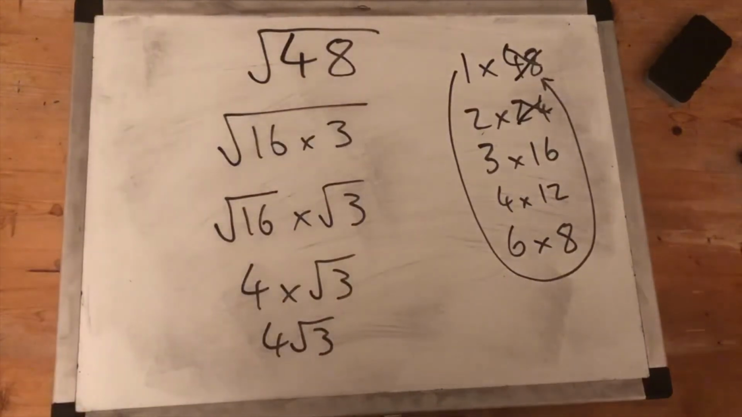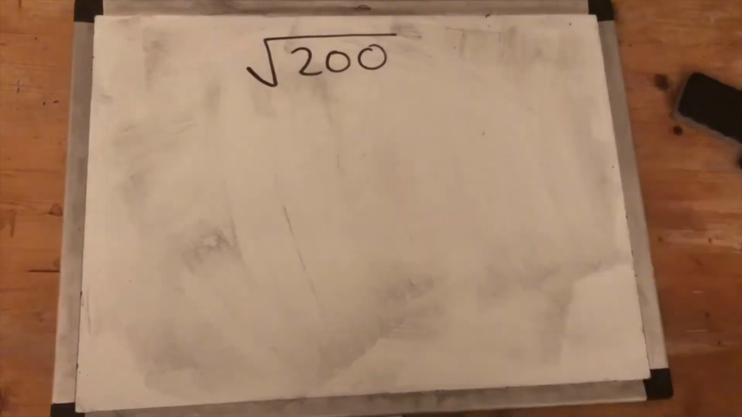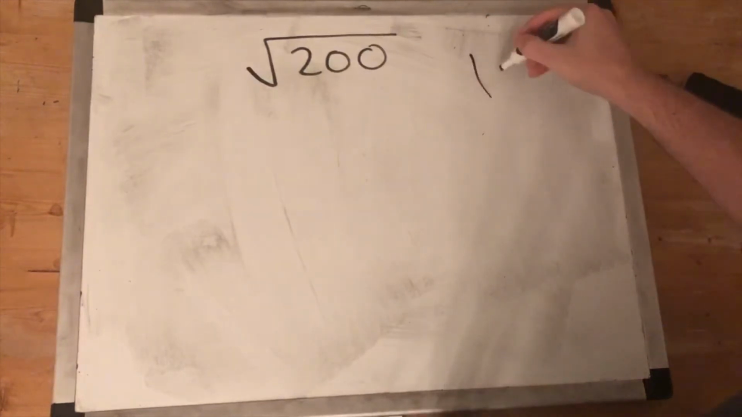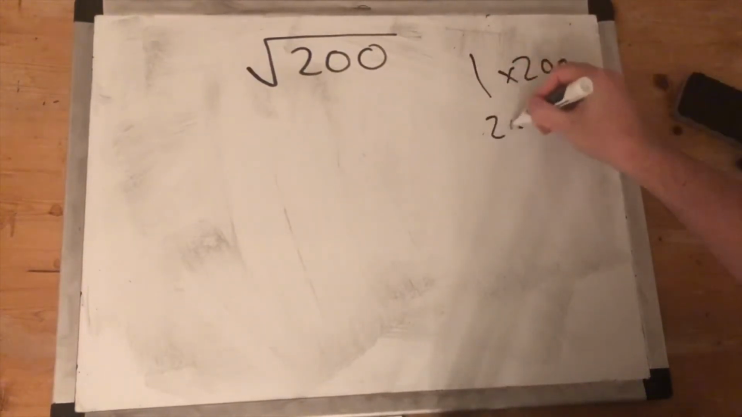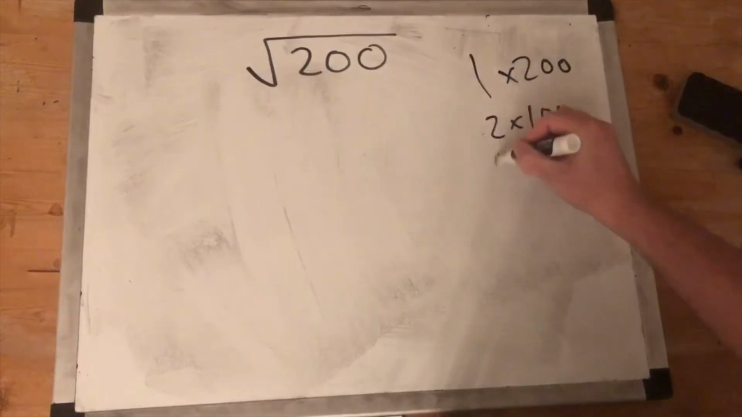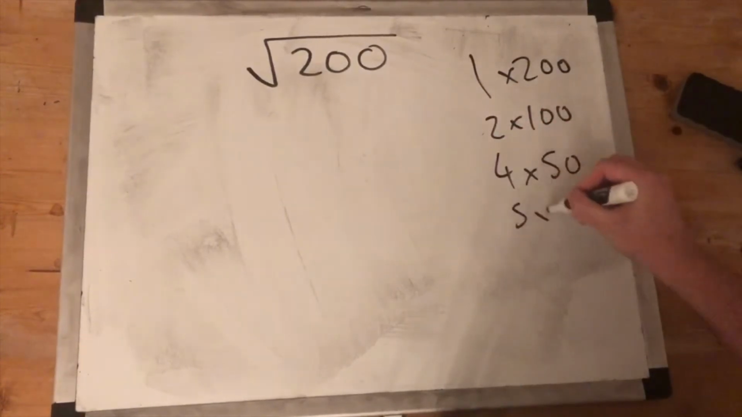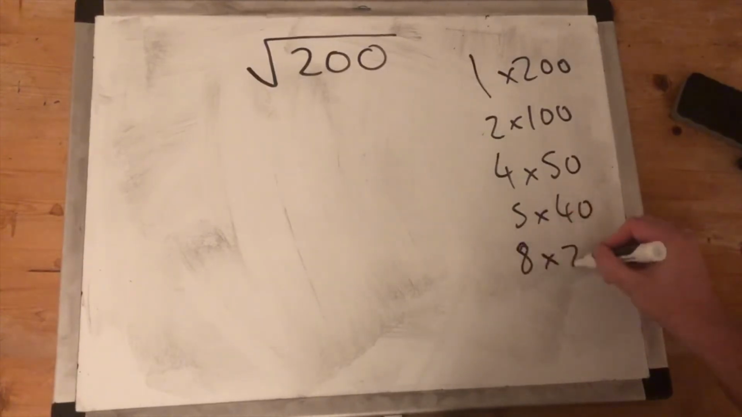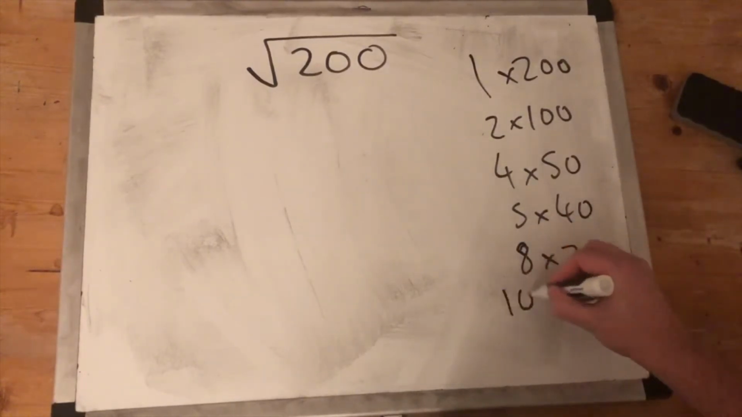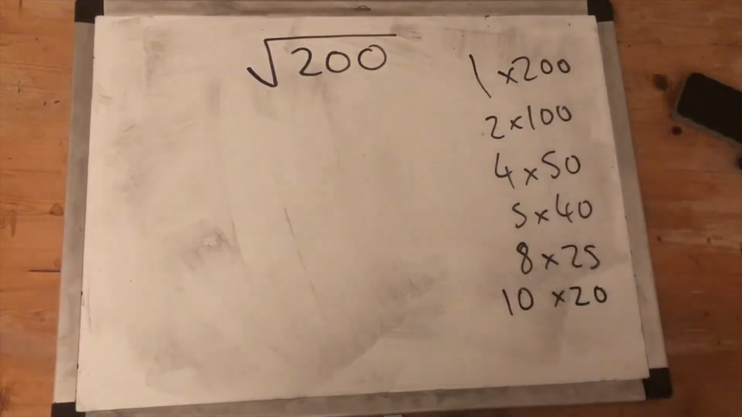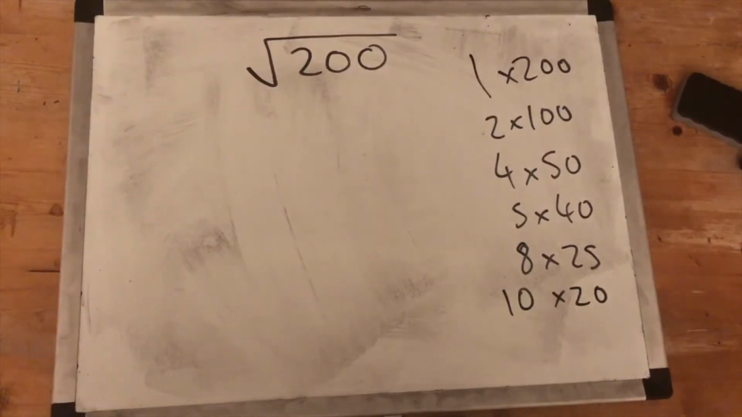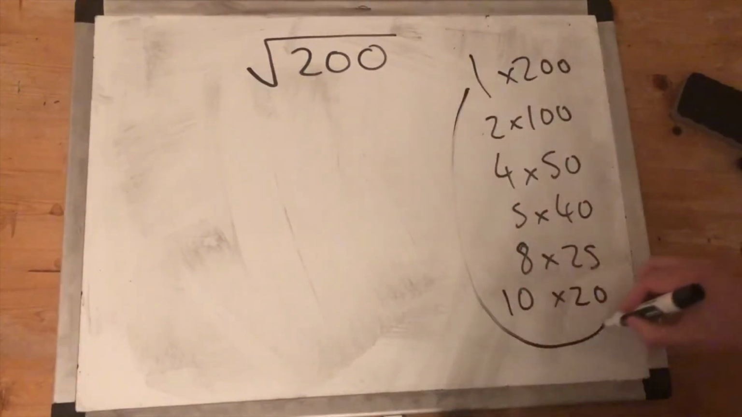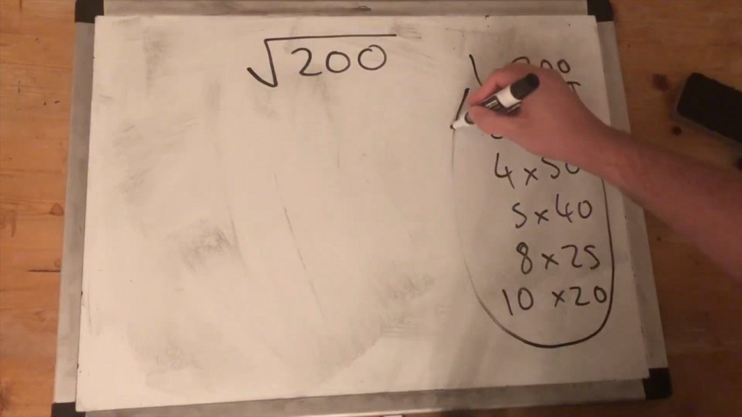Let's do one final example. Root 200. First step, list out the factors. 1 times 200, 2 times 100, 3 doesn't go in, 4 times 50, 5 times 40, 6 doesn't go in, 7 doesn't go in, 8 times 25, 9 doesn't go in, 10 times 20, and then 11, 12, 13, 14, 15, 16, 17, 18, 19 do not go in. So we can do our arrow. They're all in size order, it's looking good.